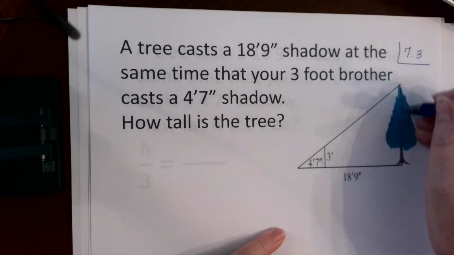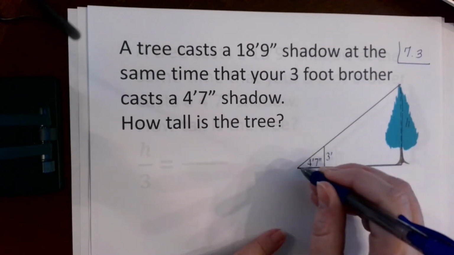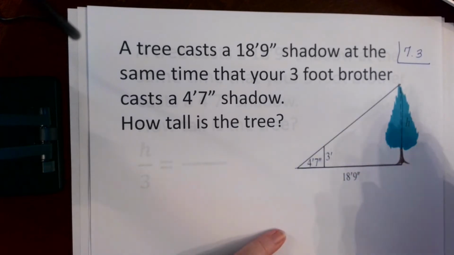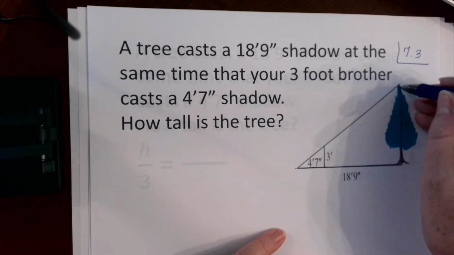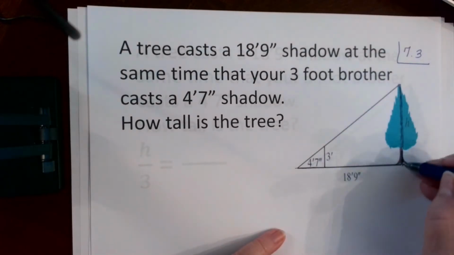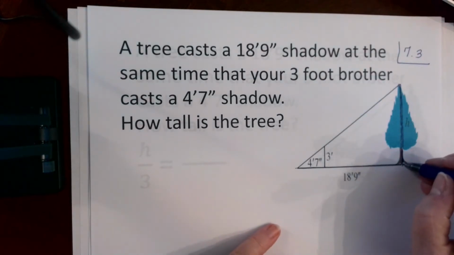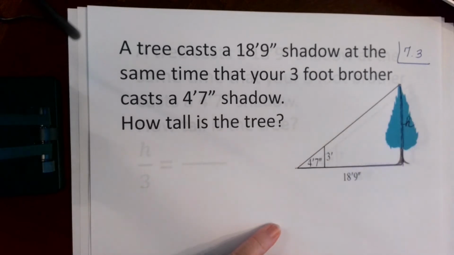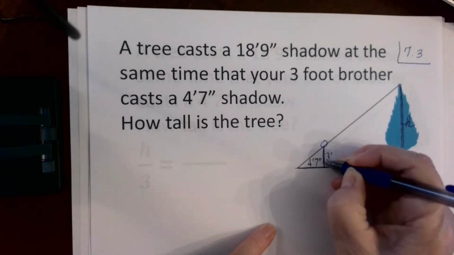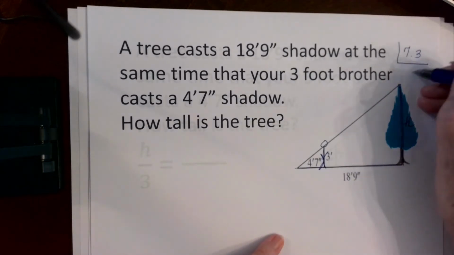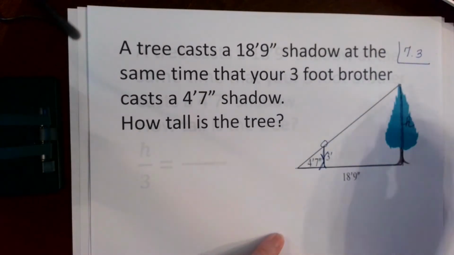If you have an object which is casting a shadow and another object that's casting a shadow, you can find out how tall anything is. This could be a water tower, a skyscraper, a flagpole. Right now it's a tree. So if we want to know how tall that tree is, we'll call it H. We can compare it to how tall this person is standing right here. They're both getting the same angle of the sun, and that's why the problem's going to work.